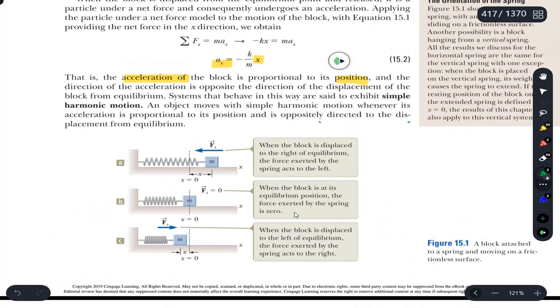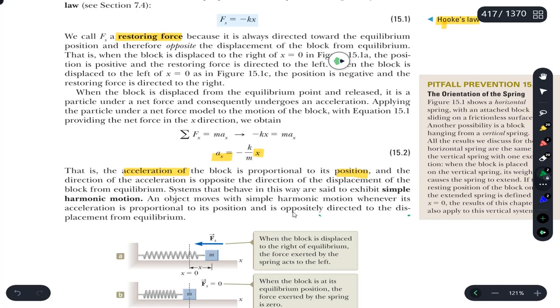Before we proceed to the next subtopic, just go back to what is simple harmonic motion. Acceleration is proportional to the position, because a and x. And the second condition is that acceleration is opposite in direction. How do we arrive at the term opposite? Because of the negative. Opposite to the direction of the displacement from the equilibrium.